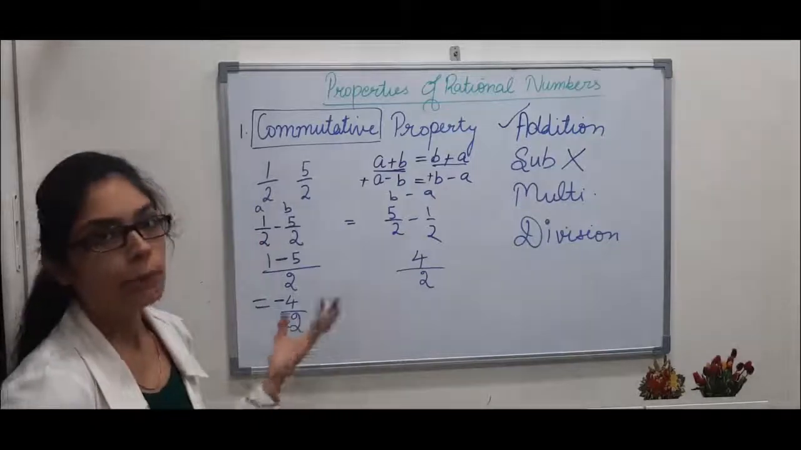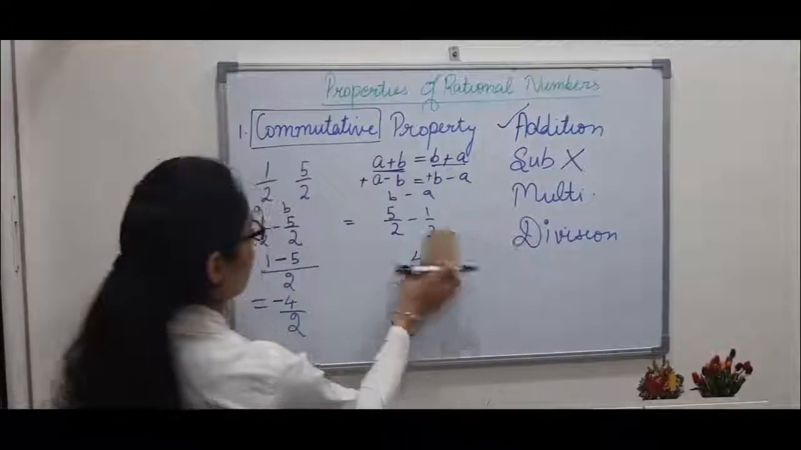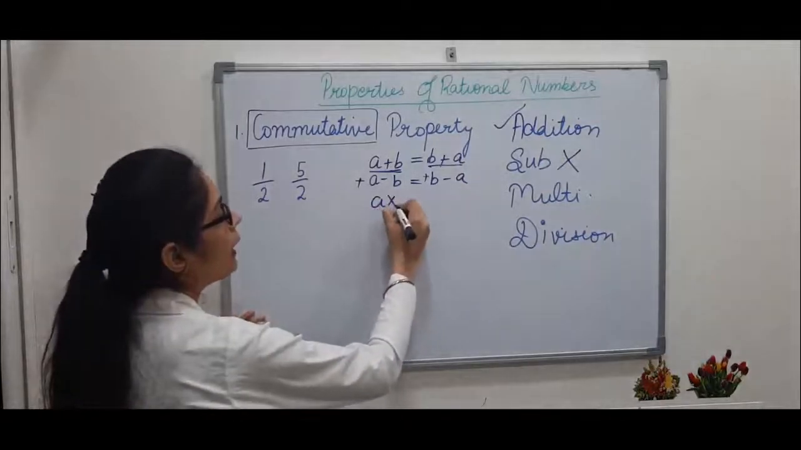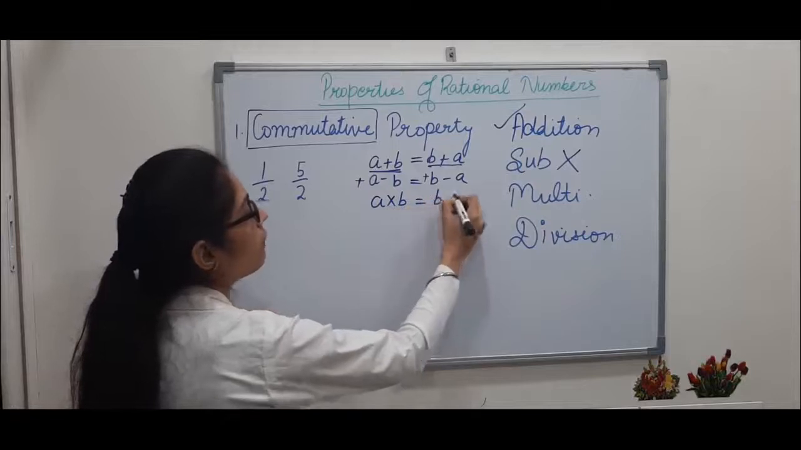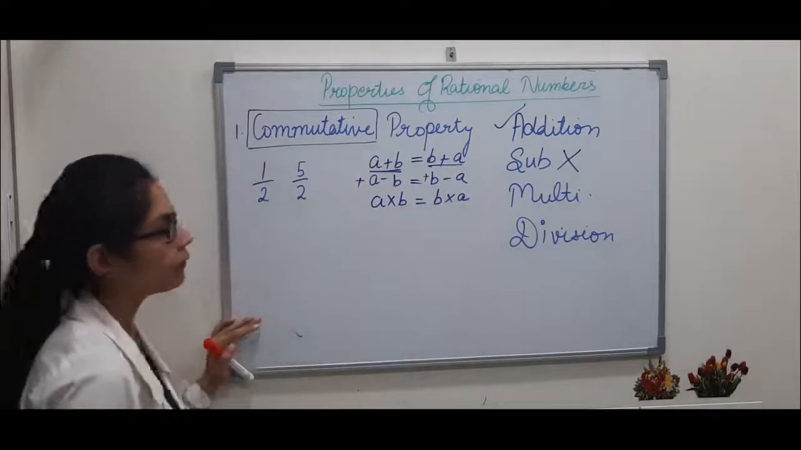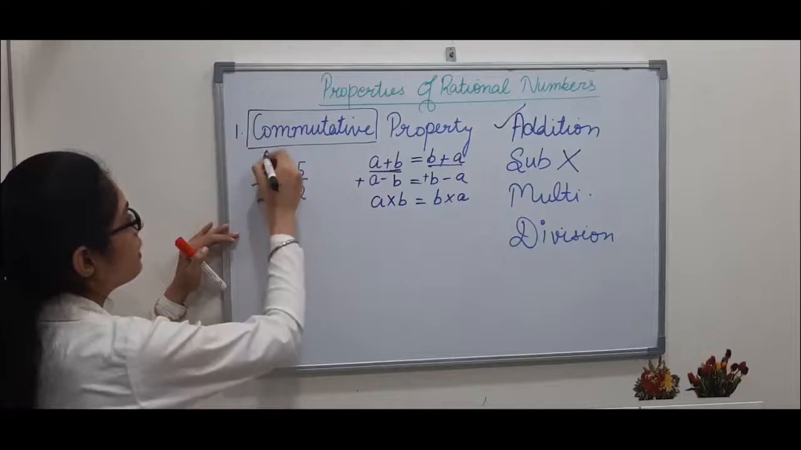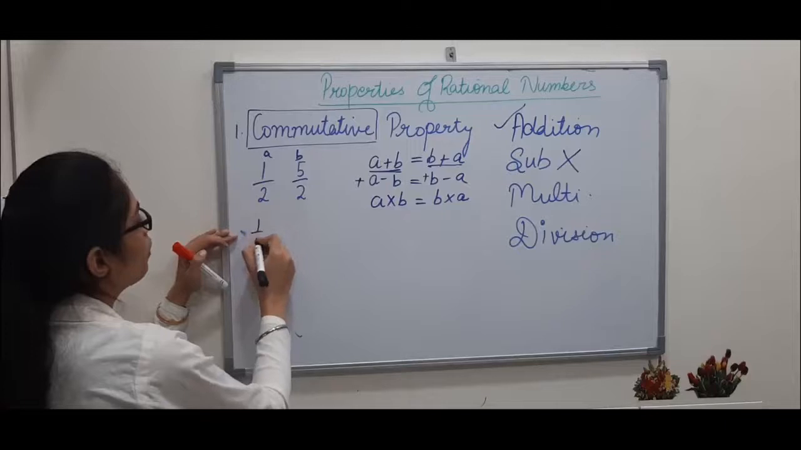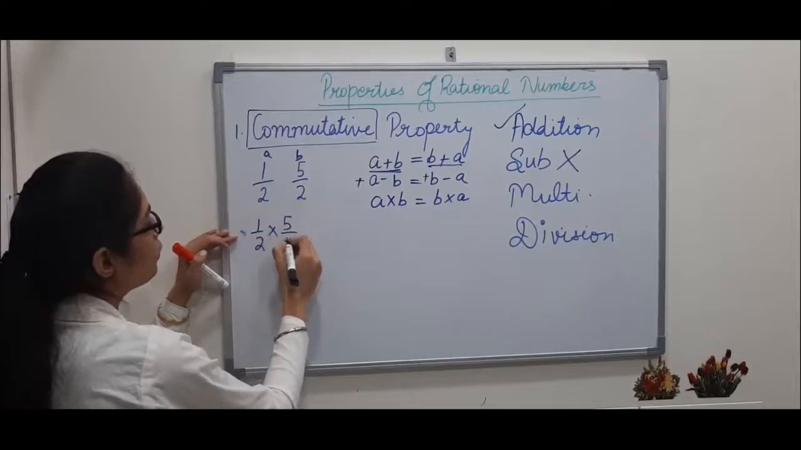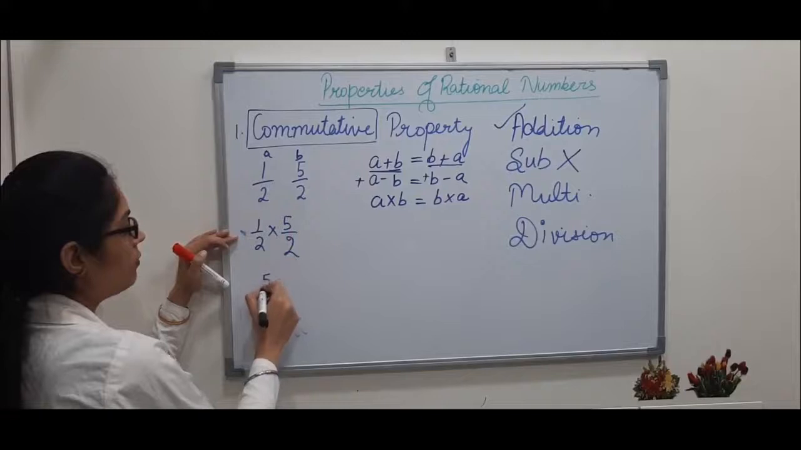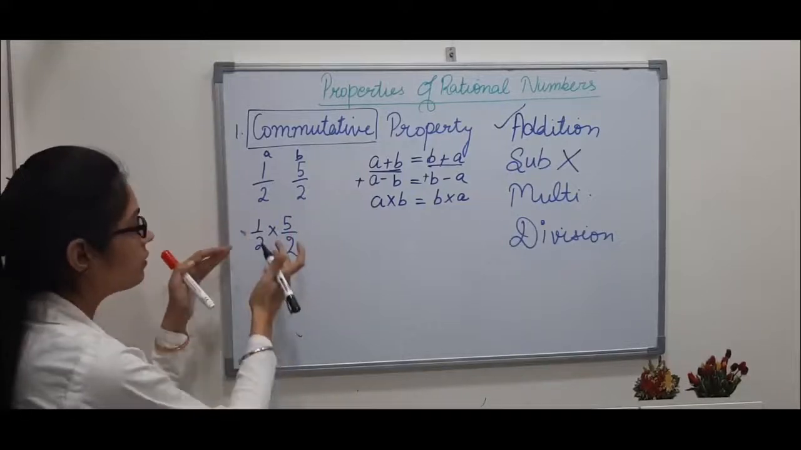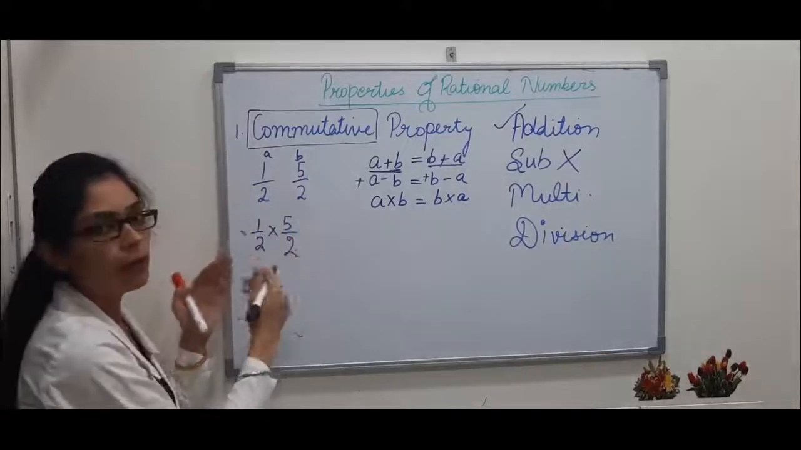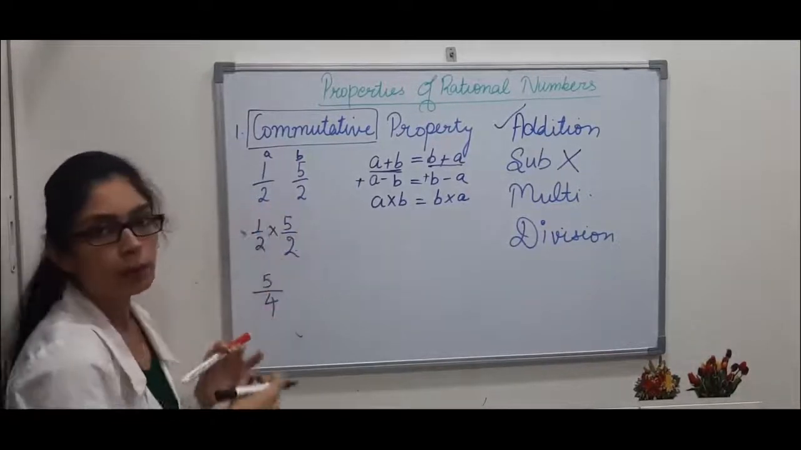Let's try it for multiplication. For multiplication, I have to see that a multiplied by b should be equal to b multiplied by a. I will write these terms as a and b. a is 1 by 2 multiplied by 5 by 2. So 1 into 5 is 5, 2 into 2 is 4. This is multiplication we are doing, so we multiply lower terms with one another and upper terms also.